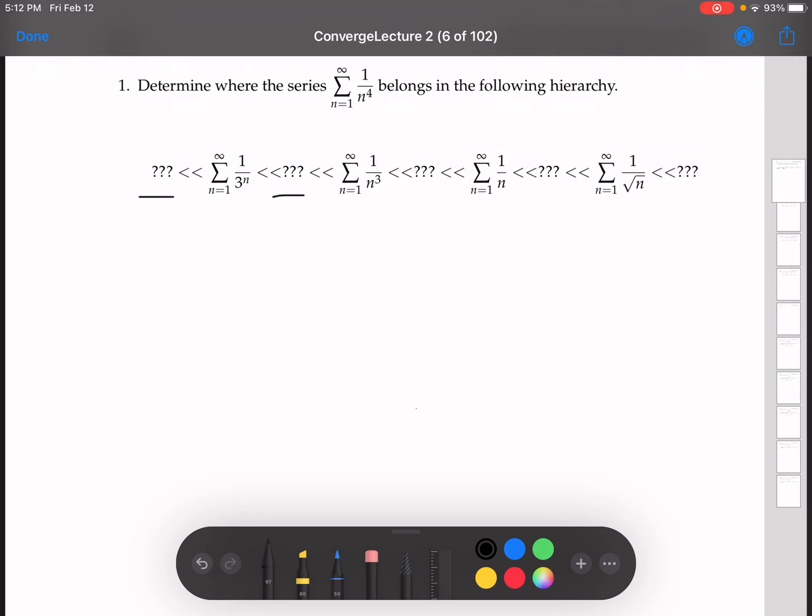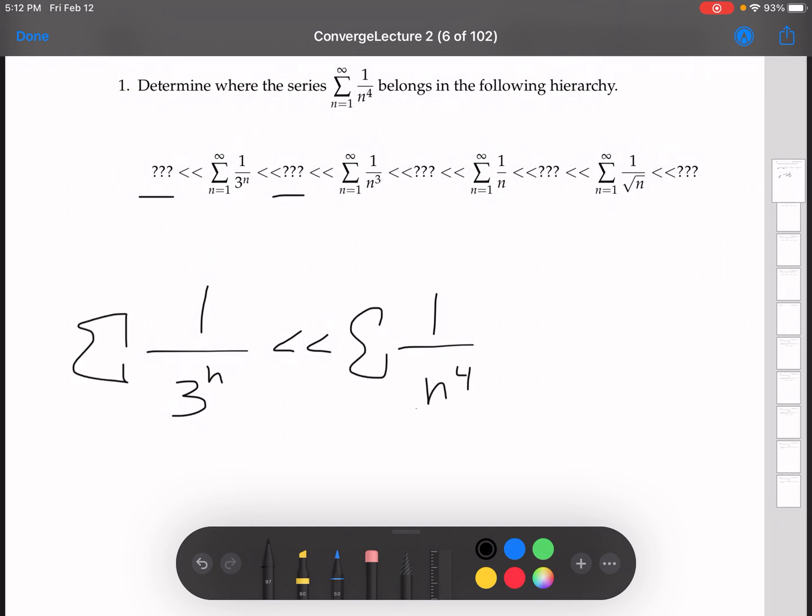All right, now remember that exponentials grow way faster than powers. So dividing 1 by 3 to the n is going to be way smaller than dividing 1 by n to the fourth. And so then again we can make the sum there, like so. And so then we know that, in fact, the answer is right there.